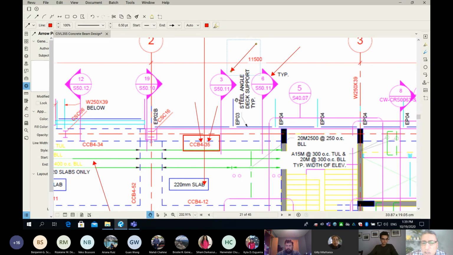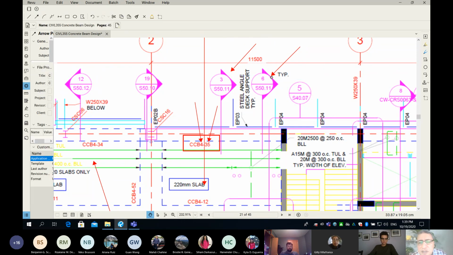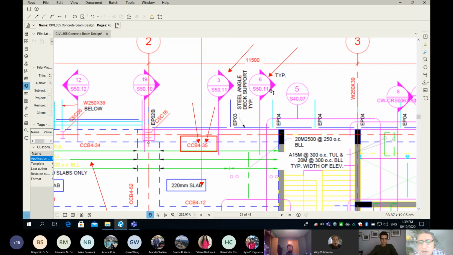Then what you do is you look for section number 6. So this 6 is the section number, and at the bottom here, that's the drawing number, and that's the reference. Very important, huh? So if you want to understand how the section looks like, you just go to this drawing and look at this section.